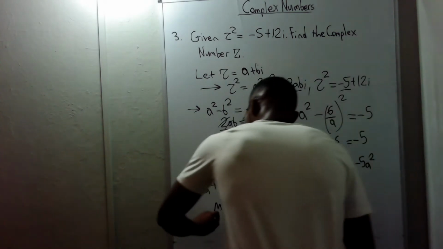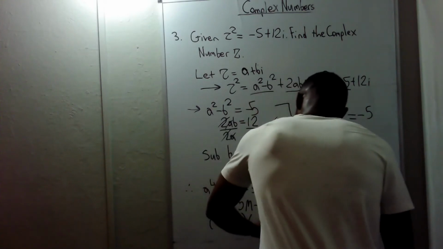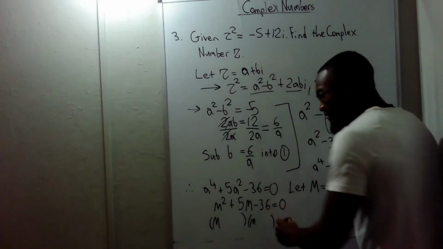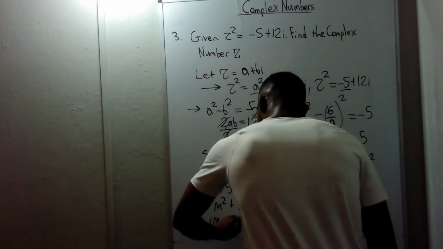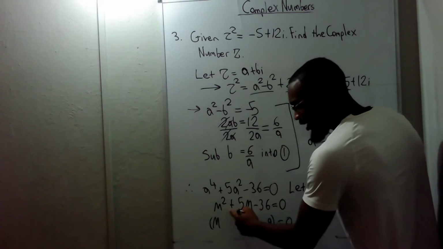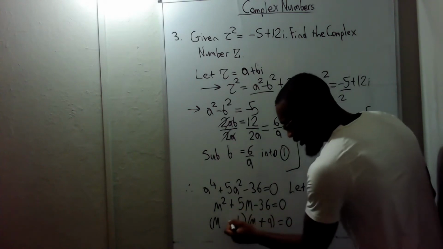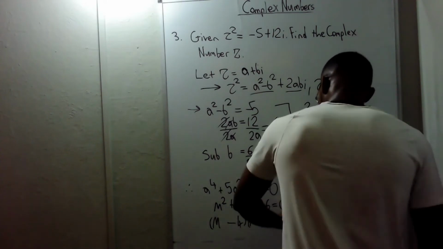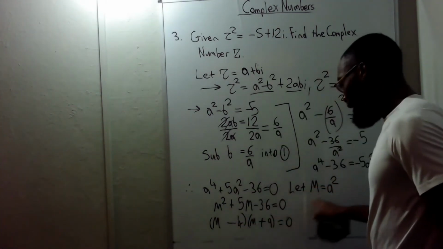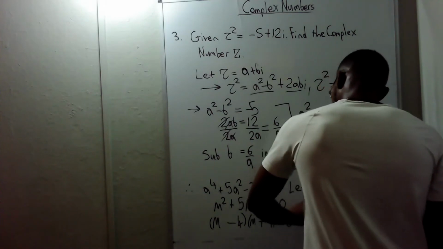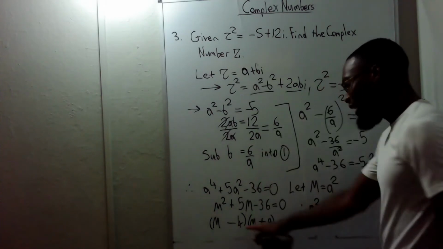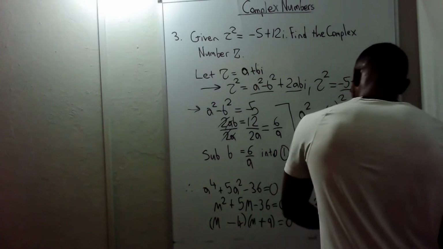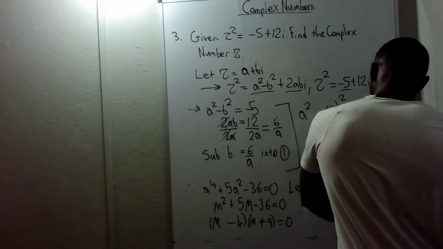So we can factorize. To factorize 36, it has to be 9 and 4. The signs are different, so the bigger number gets the positive, plus here, minus here. So m equals 4 or m equals negative 9. But m is a squared, so a squared equals 4, or a squared equals negative 9.